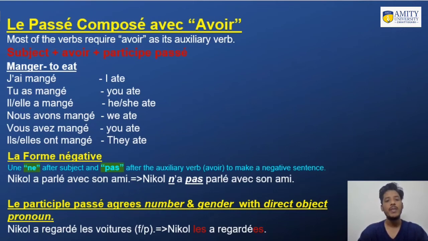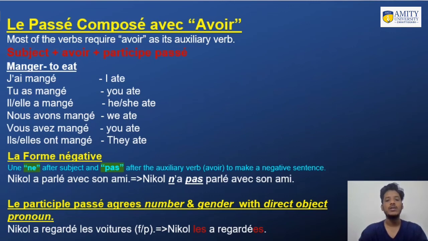Now, if you want to make a negative sentence in passé composé, how will you do it? So you can see here, after the subject, you have to use ne. After the first verb, or first conjugated verb, you have to use pas. See here, Nicole a parlé avec son ami. What is the subject who is doing this work? Parler. Nicole talked to his friend. So ये बात करना. Who did this action? Nicole. So what is the subject? Nicole.